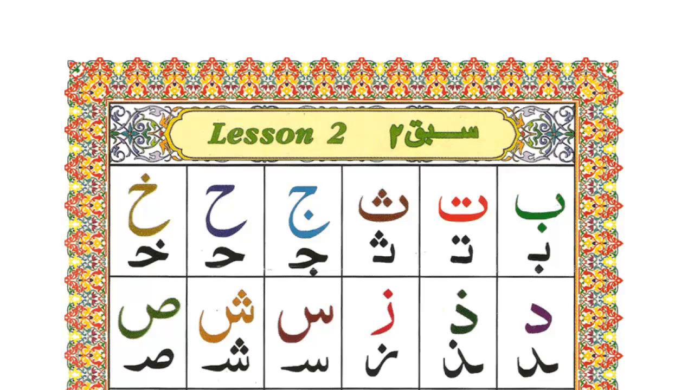Now, these are the same letters as the ones that they are underneath, except that they've been chopped and changed a little bit. Okay, now the whole point of this exercise is to recognize different states. Ba, ta, tha, jim, ha, kha, they're all quite easy. Just a little bit of the letters being taken off. Still recognizable, okay? Dal, dal, za, and even ra.